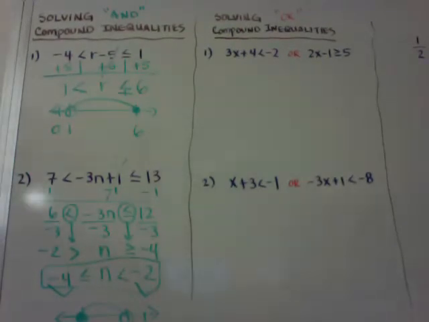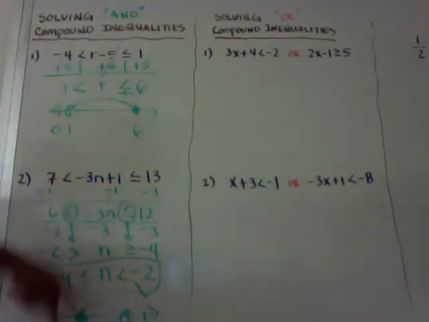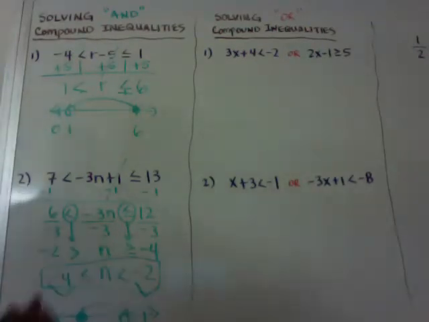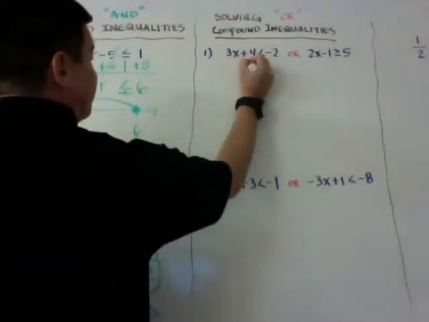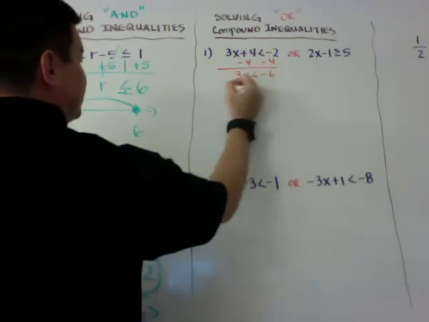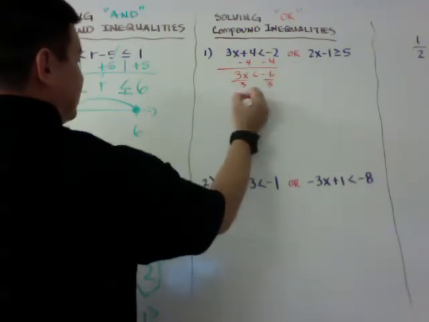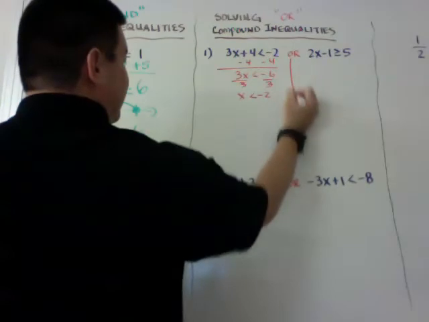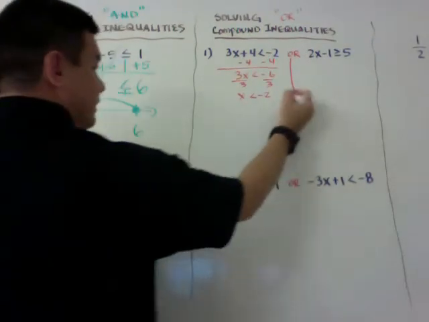Solving OR problems. You cannot do it this way because you cannot combine it. So you just solve them separately. So the OR problems, when I solve it, just minus 4, 3x is less than negative 6, divide by 3, x is less than negative 2. Leave your OR, okay? You have to leave the OR.